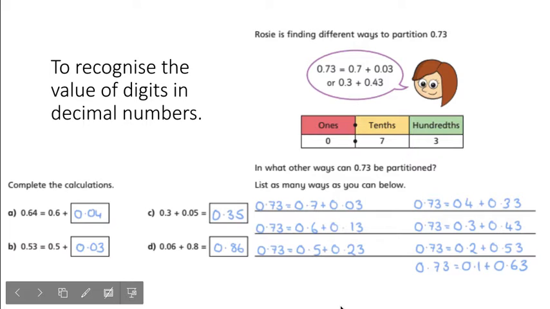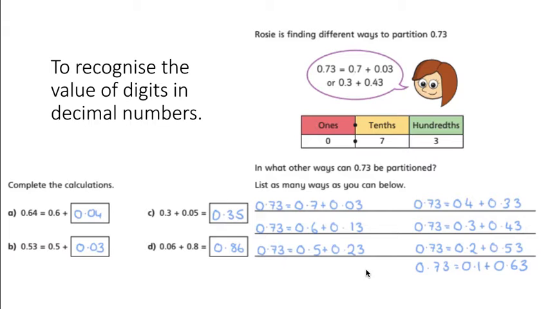Okay, in the next section from yesterday, completing the calculations. If we partitioned or expanded 0.64, it makes 0.6 and 0.04. This one we had to put them together. And this one we took them apart, we expanded them again. And in this one we were putting them back together, combining them again.